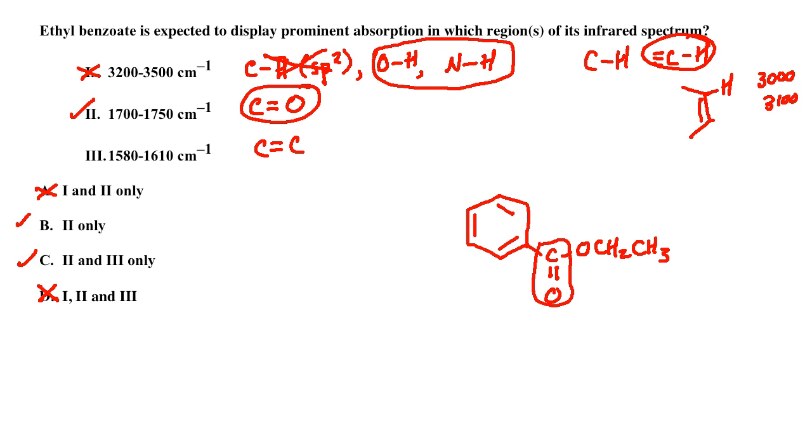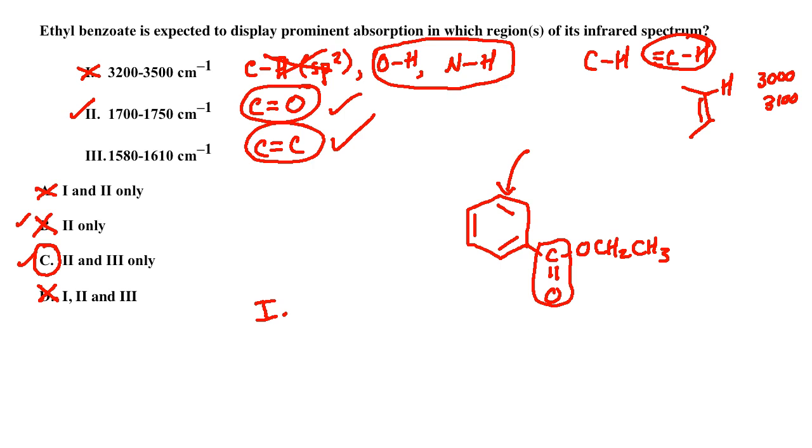So 3 in this region is going to be very distinct for a carbon-carbon double bond, and that can be for alkenes or for aromatics. So because we have an aromatic ring and we do have that C-C double bond, this would be present, and so therefore B would not be correct because it's only accounting for the carbonyl, and C is the correct answer.